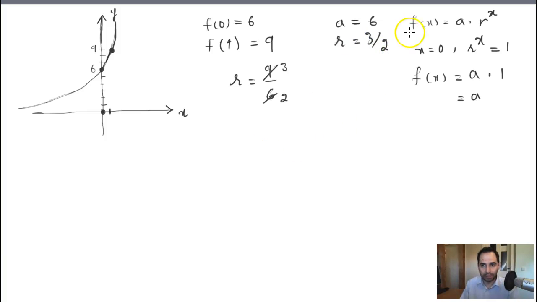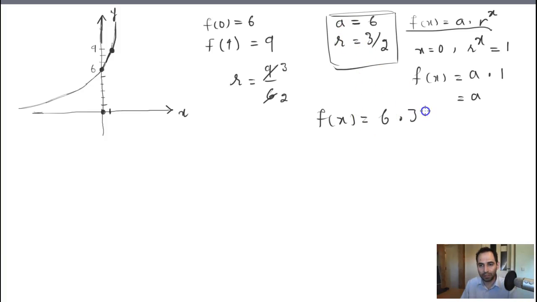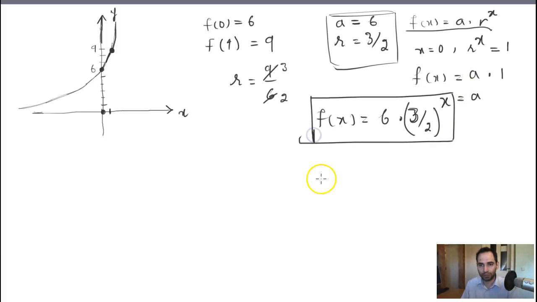So that basically means that based on the a and r that we found here, and based on this formula, your f of x is equal to a, which is 6, times 3 halves raised to the power x, and that is the equation for this function. So 6 times 3 halves raised to the power x.